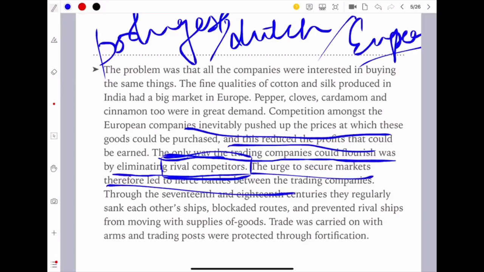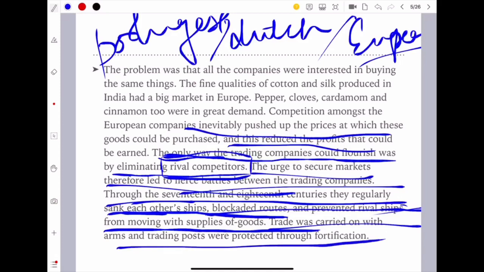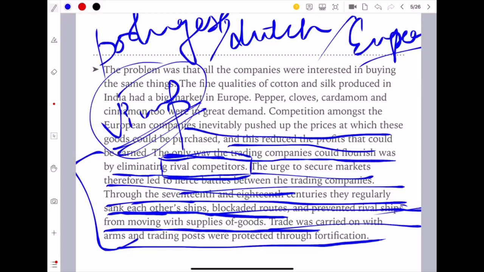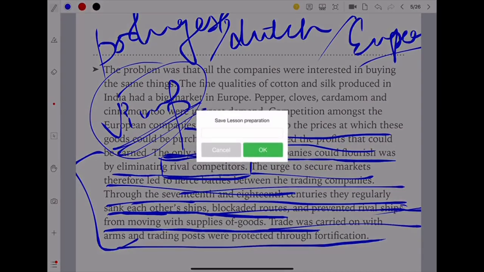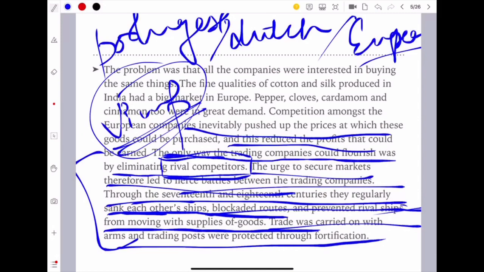The urge to secure markets led to fierce battles. Through the 17th and 18th centuries, they regularly sank each other's ships, blocked the routes, and even prevented rival ships from moving. Trade was carried on with arms and fortification. It's very important. So basically, this is the beginning of the British rule in India. We can say that, can't we? Yes, we can, because when they reached the coast of India for trading, they saw so many difficulties in trading, right?